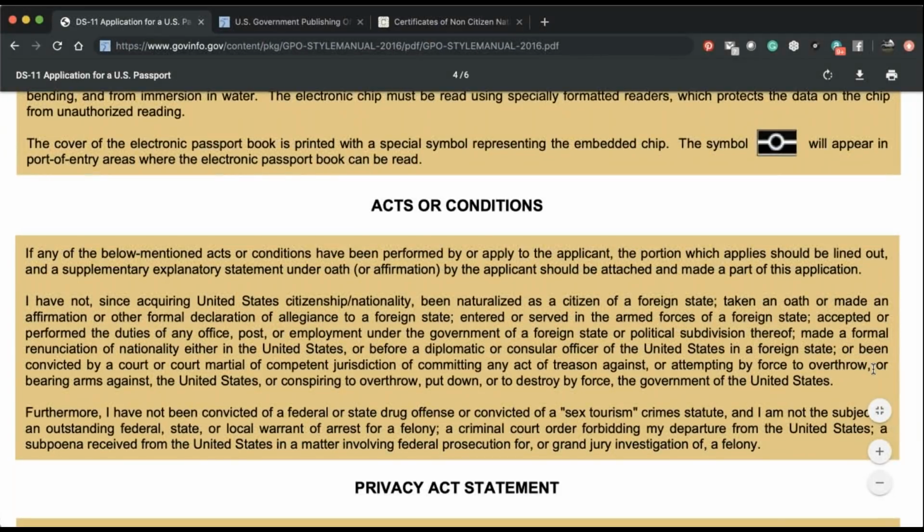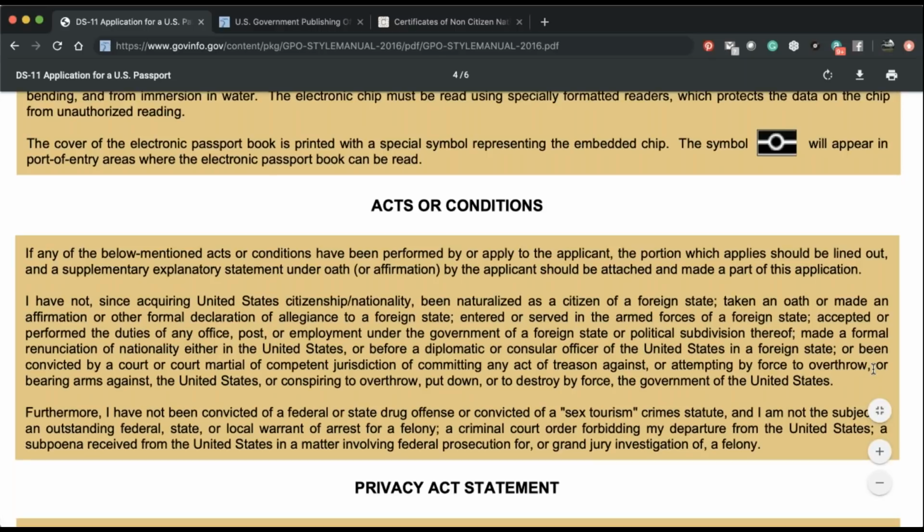So it's saying you got to line out. They do it in reverse psychology here. Line out what applies to you. So what are you doing? You're trying to let them know that you're not a citizen of the United States, but you're a national. So you got to find out what in here applies to you and line it out.